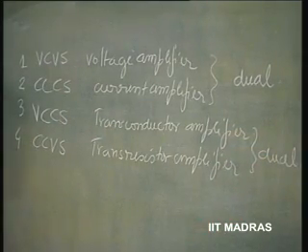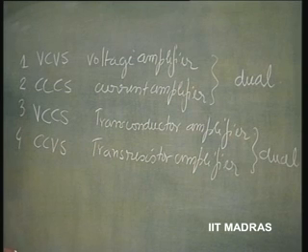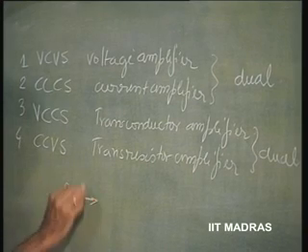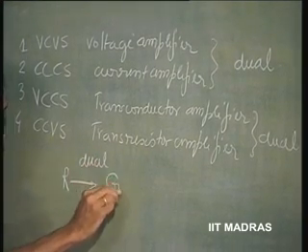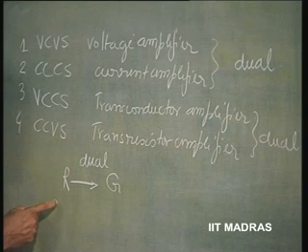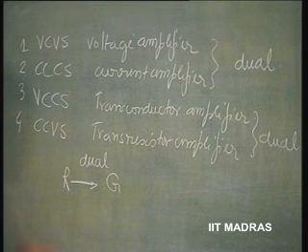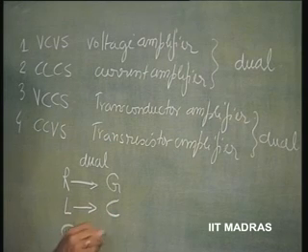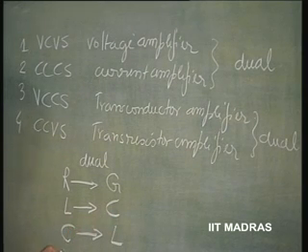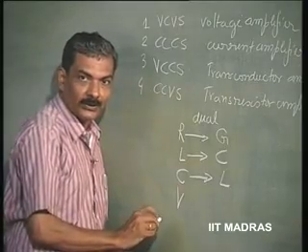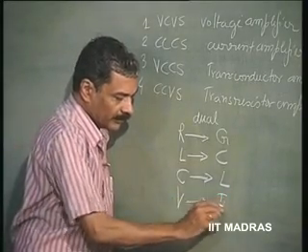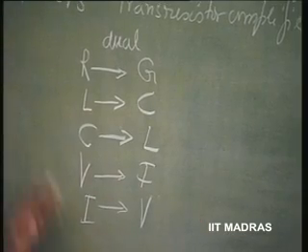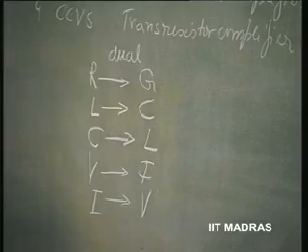What is a dual? Let us recollect what we have learnt in our networks. R, dual of R is G. Dual of a resistor is a conductor. Dual of L is C. Dual of C is L. Dual of a voltage source is current. Dual of current source is voltage. These are what are called duals, right.